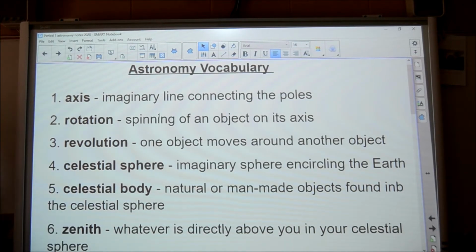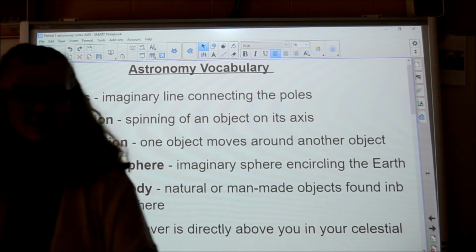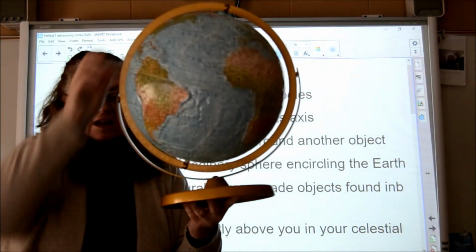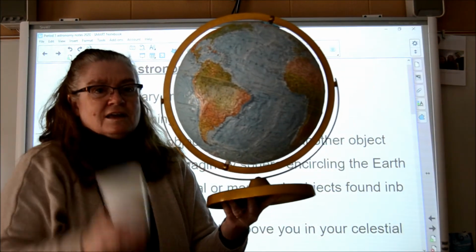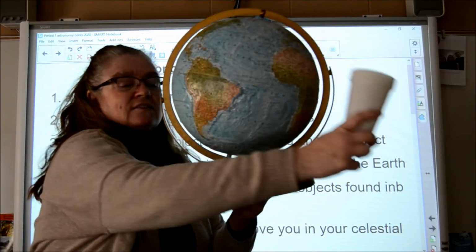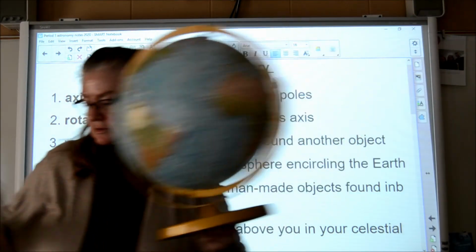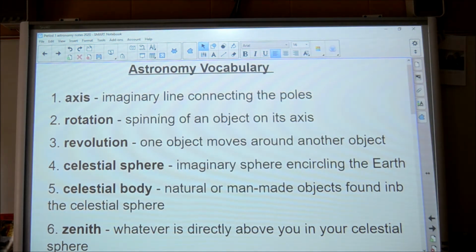Revolution is when one object moves around another object. For instance, I have my Earth. My plastic cup is revolving. It's moving around the globe. All right? Rotation, it's spinning on its axis. Revolution, you have one object going around another object.